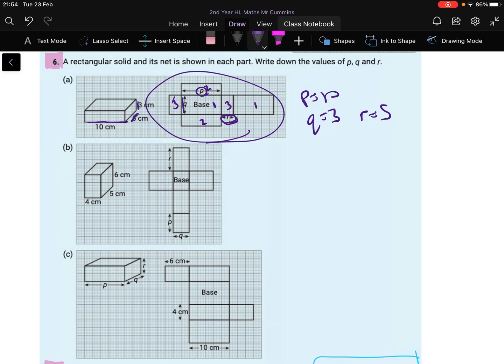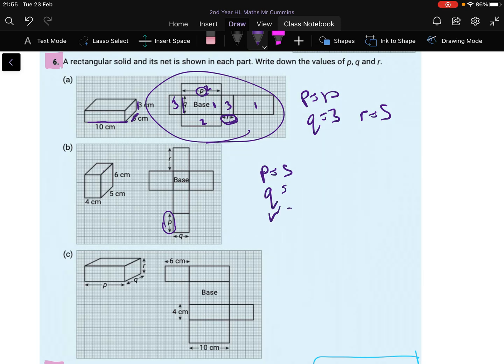So part B then is something similar, P, Q, and R. For part B, where's P first? P is going to be equal to, so here's P here. There's your base. Your base you can't see, your base is underneath. So P is going to be up here somewhere. That's going to make P 5.